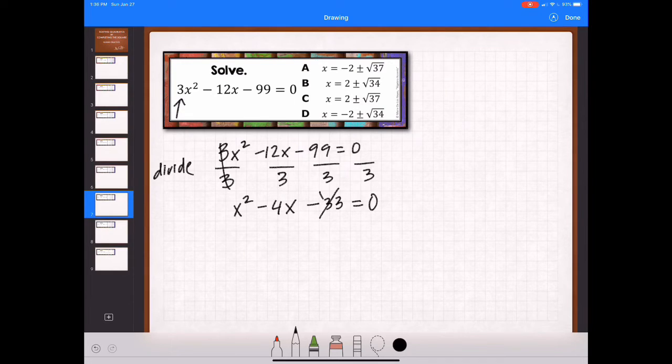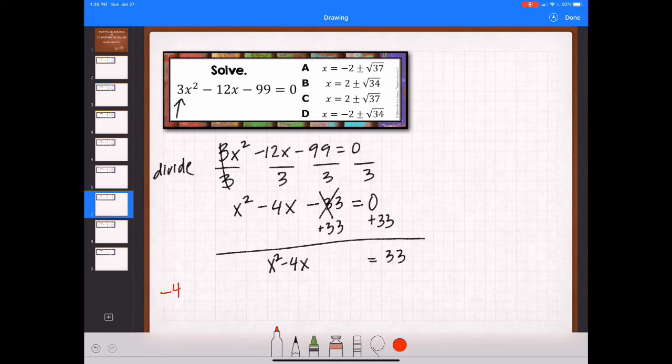And then now we're going to move this third term to the right side. So we have x squared minus 4x, leave a space, equals 33. Complete the square. Negative 4 divided by 2 equals negative 2. And negative 2 squared is positive 4. So we're going to add 4 to both sides.